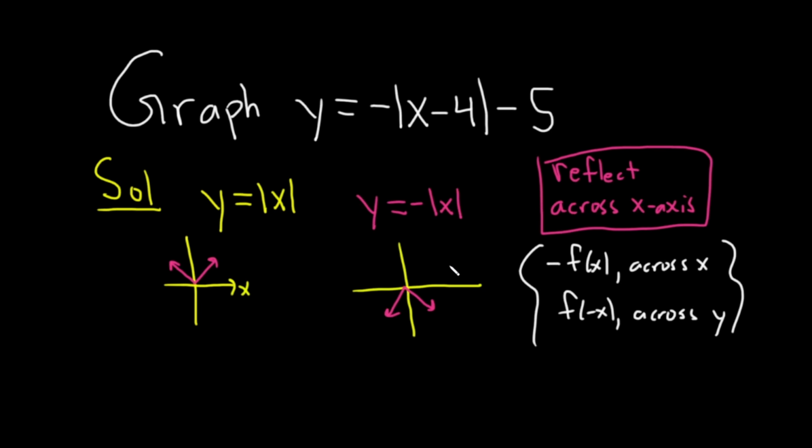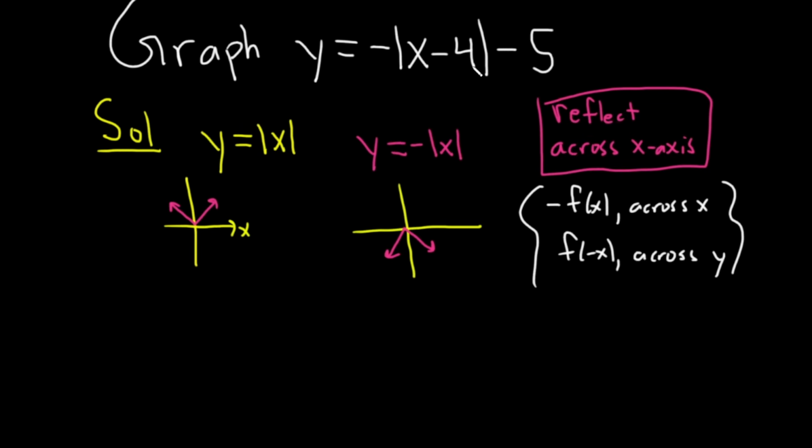Okay, so now we're doing some other stuff. So we've got an upside down v. And again, we know that because we have the negative here. Now we're subtracting a number from the x value. When you subtract a number from the x value, you go right. If you add a number, you go left. So we're going to shift right 4. Again, when you add to the x, it's left. When you subtract from the x, it's right.